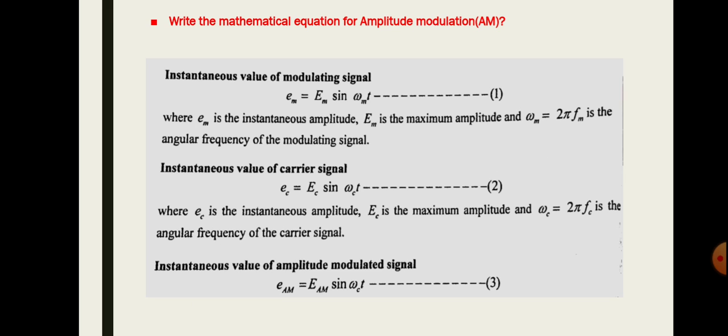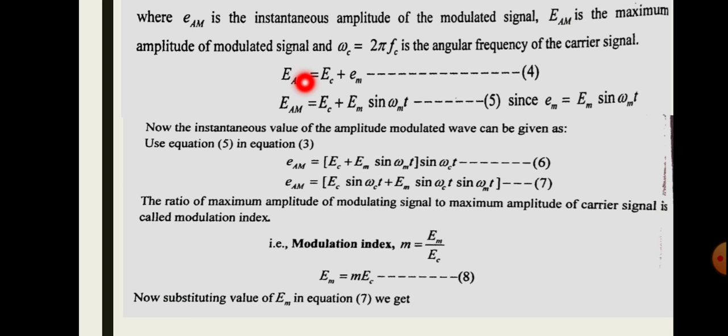So we can write the maximum amplitude of the amplitude modulated wave as the maximum carrier amplitude plus the instantaneous value of the modulating signal. We know the instantaneous value of the modulating signal, which is EM sin ωmt. That we have first written in this equation. So EAM equal to EC plus, instead of eM we can substitute EM sin ωmt.